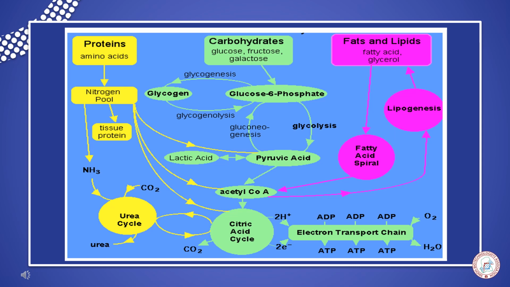Glycogenesis has been mentioned in the slide, and then all these monomeric units will be converted into pyruvic acid, or acetyl-CoA if we talk about the fatty acid. Lastly, this will undergo the TCA cycle, following their own pathways.